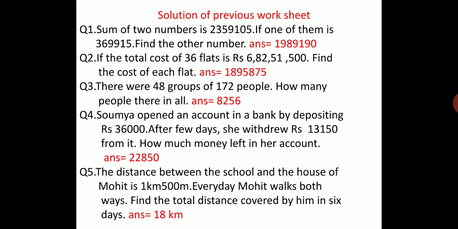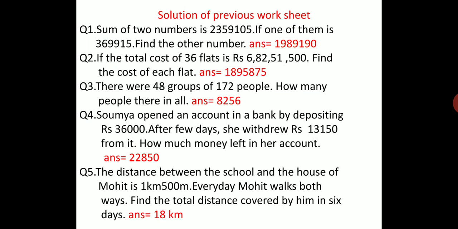And next question, Soumya opened an account and 36,000 amount is deposited. After a few days she withdrew 13,150. Now this much amount is withdrawn, it means taken out from the bank, so that much you have to deduct. So 36,000 minus 13,150, the answer comes 22,850 rupees.